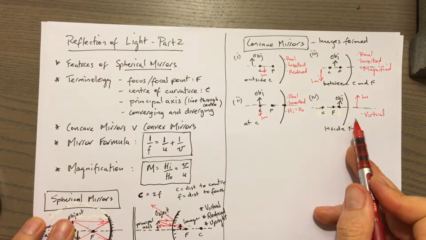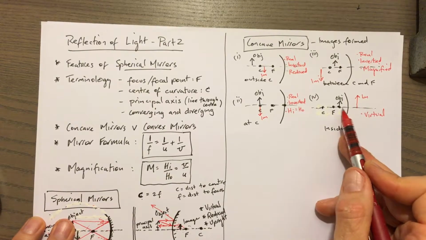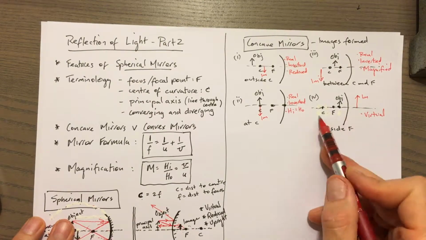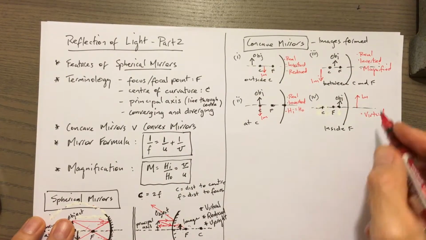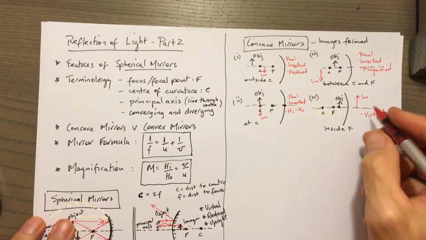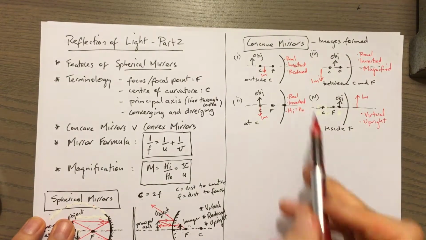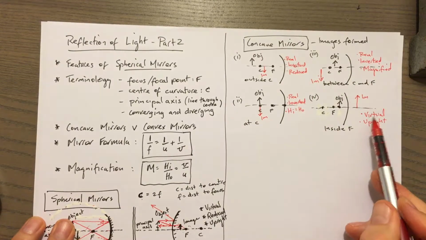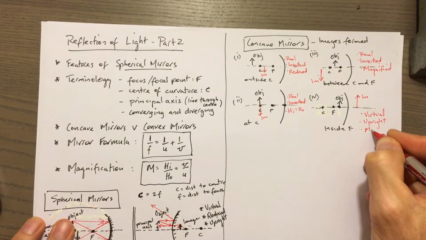Now this is a case which is a bit different. It's a special case for a concave mirror. We actually have a virtual image here, so we can't form that image on a screen. In all these other cases we can, but not on this one. So this is a virtual image. It's upright. Notice there's a connection: if it's real, it's always inverted. If it's virtual, it's always upright. And this one's magnified.